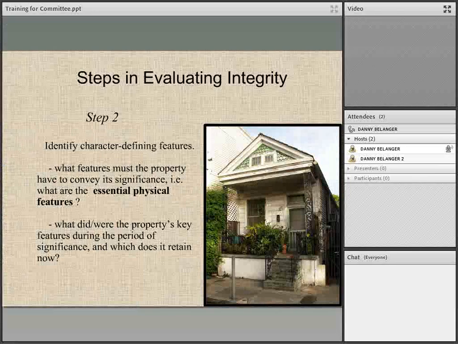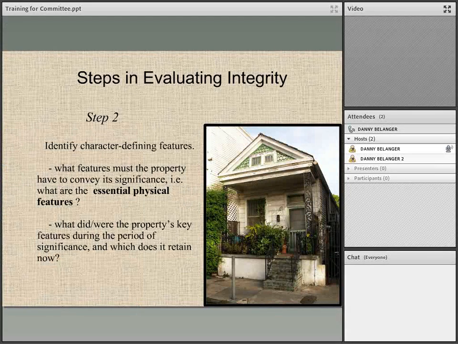The second step is to identify character-defining features. What features must the property have to convey its significance? So let's say this building here is architecturally significant in its context, in its city. What would be important architecturally for it to retain to convey that significance?